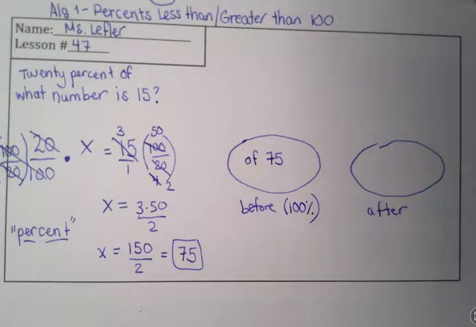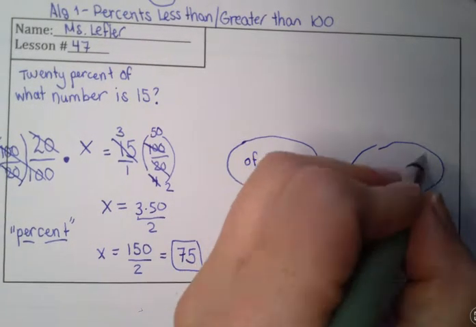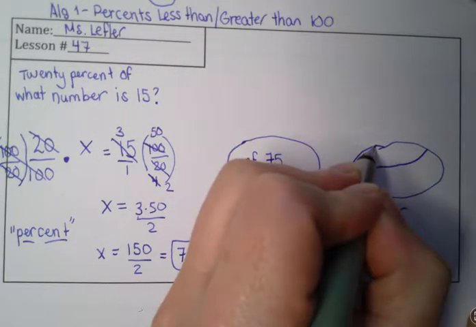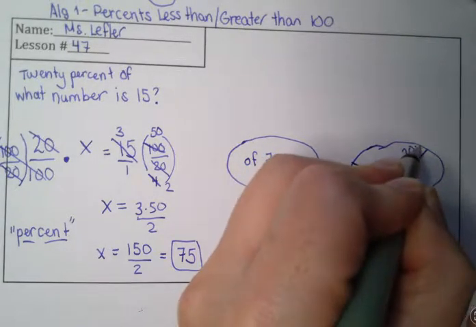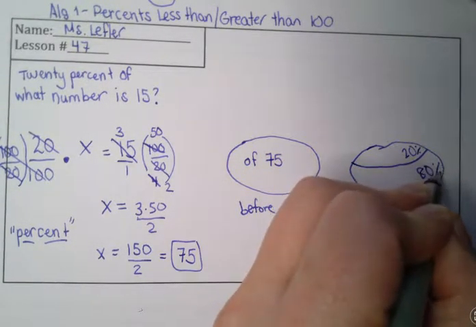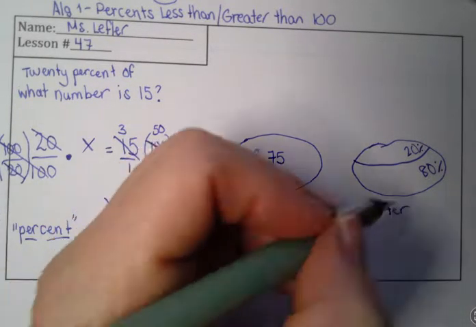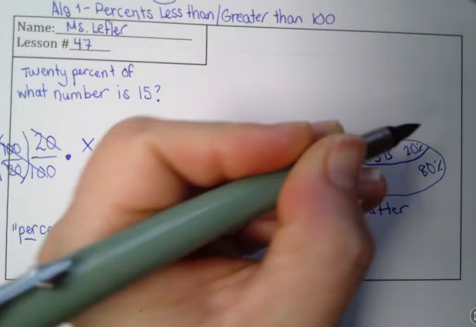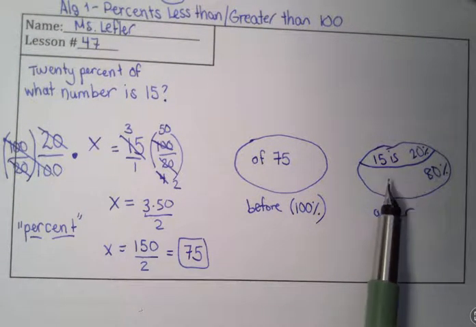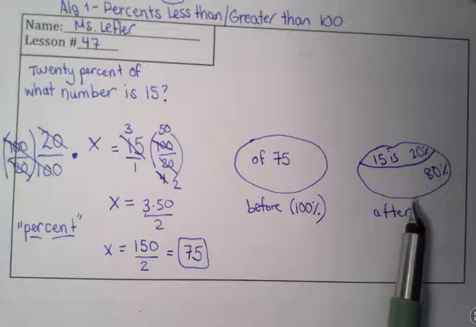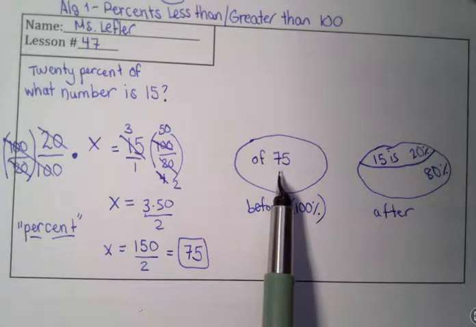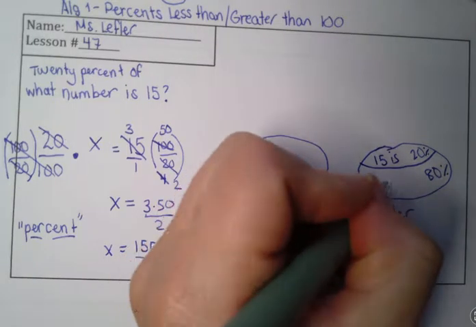And then after you take 20% of it, you can divide that oval into two parts. One part would represent 20% and one part would represent 80%. So I'll just say this smaller part is the 20% and this larger part is the 80%. And through this problem, we've learned that 20% of 75 is 15. So 15 is 20%. If 15 is 20%, what is the remaining 80%? We would just subtract 15 from 75, and we would get 60 as our 80%.